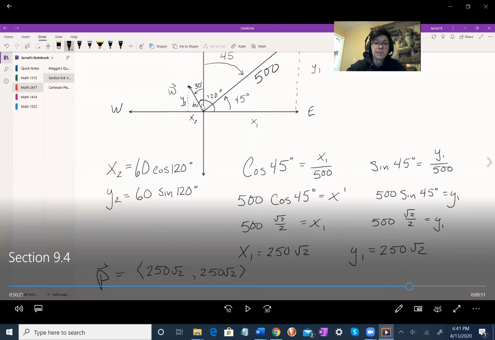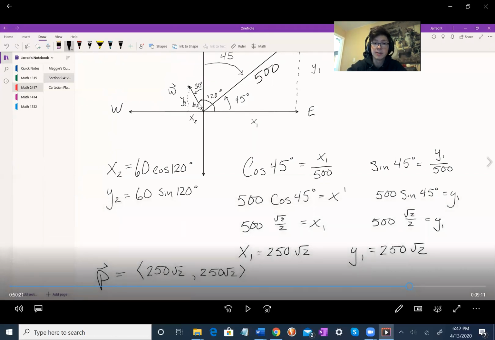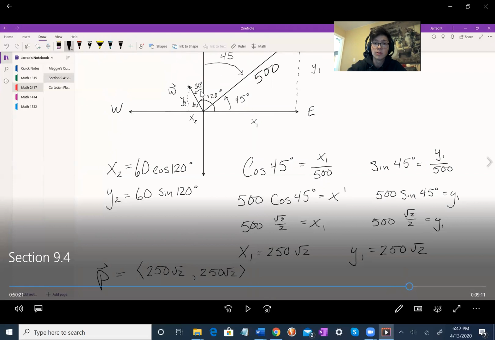Remember, we went 30 degrees from north to the west, which means the reference angle here is 60 degrees. However, that is not our angle. Remember, we rotate from 0 degrees. So we rotated 120 degrees to get here, and that's the angle we're using, 120 degrees. Okay? So he used the same process.